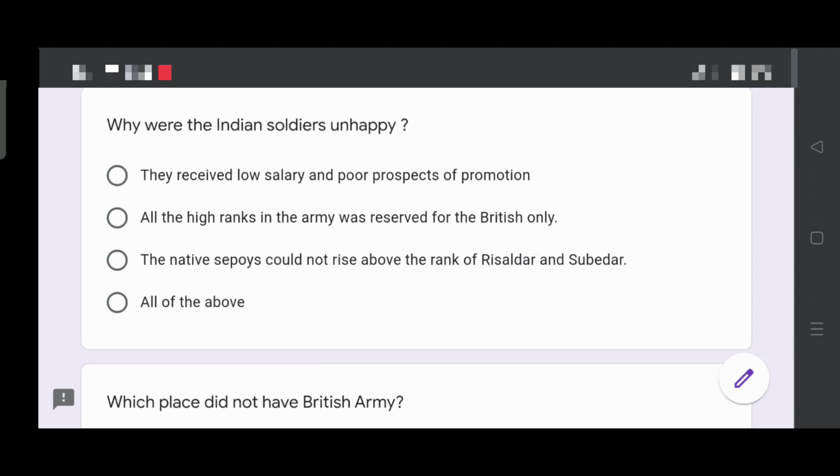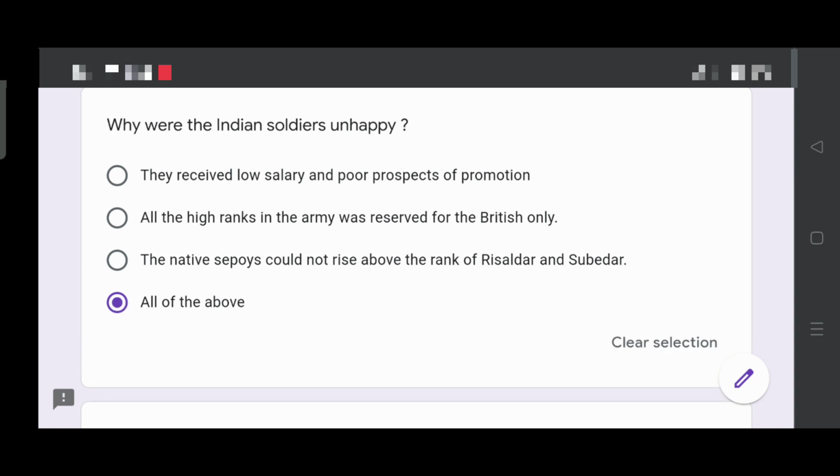Why were the Indian soldiers unhappy? They received low salary and poor prospects of promotion. All the high ranks in the army were reserved for the British only. The native sepoys could not rise above the rank of Risaldar and Subedar. All of the above. Well, all of the above is the right answer.